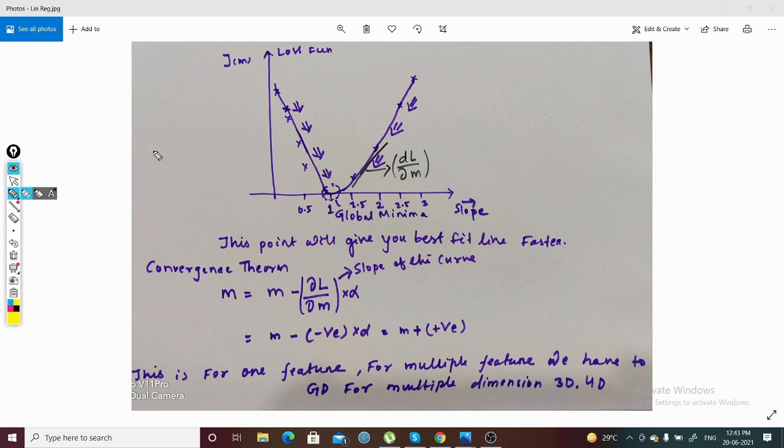This is the next part of linear regression, where I'm going to discuss gradient descent and the convergence theorem. How are we going to choose our global minima? It is nothing but the slope, which is the coefficient value, in order to plot the best fit line. Till now, for different slope values, we have calculated different losses. Each slope value corresponds to a different straight line, right?